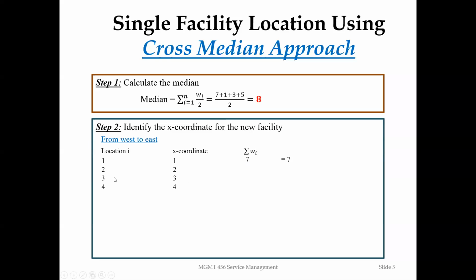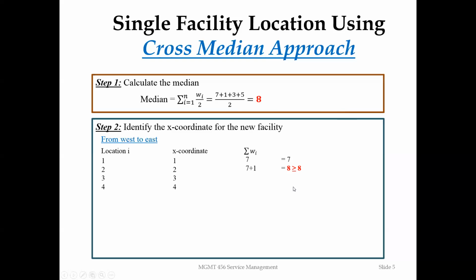We'll go to the next city, which is 2. Now we need to calculate the total weight for 1 and 2. 7 is the weight for city 1, and 1 is the weight for city 2. So 7 plus 1 is 8. Now let's see, is 8 greater than or equal to the threshold, the median value 8? Yes, because they are equal. Greater than or equal, right? Yes, the total weight 8 is greater than or equal to the median value 8.